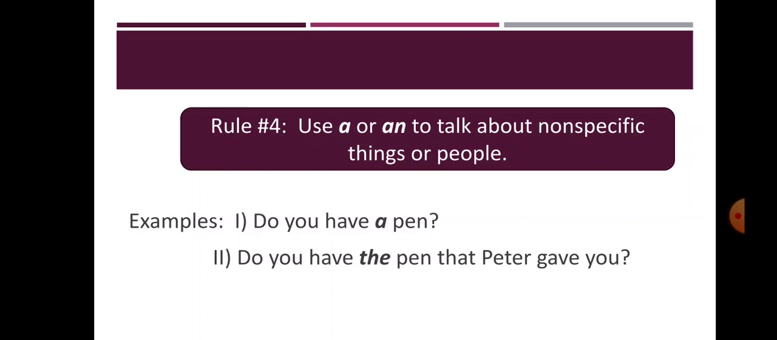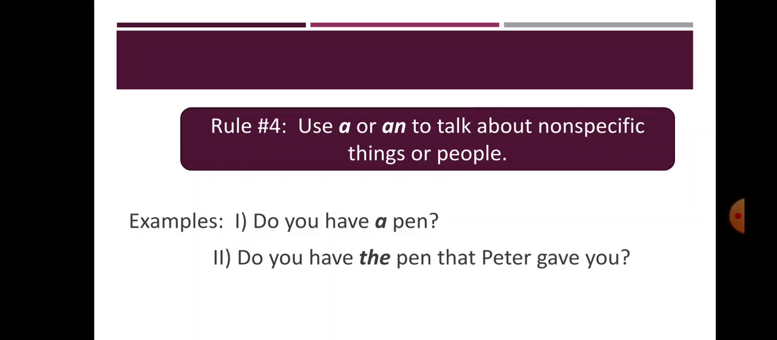Use a or an to talk about non-specific things or people. Now, what does that mean, children? Here is an example. Do you have a pen? If I ask you this question, then it probably means I need a pen to write with. Now, I say a pen because I mean any pen. I am not talking about any one specific pen.